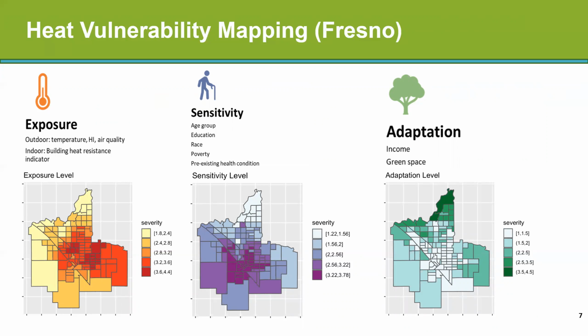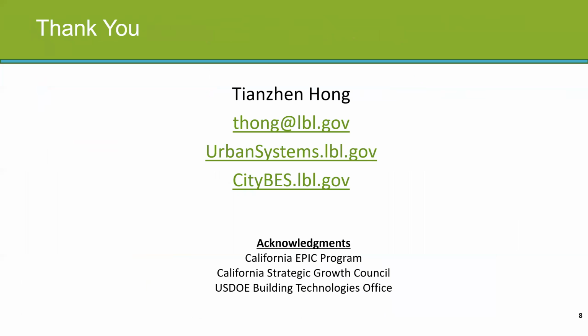The second one is the heat vulnerability mapping at a city level. We compile cities' data sources and, looking at the census tract level, try to map the 3 key factors of heat vulnerability, including exposure, sensitivity, and adaptation. These can help cities to prioritize their limited resources if a heat wave hits the city. They need to know which neighborhoods may have a high risk and would need help. So these are examples of CityBES.